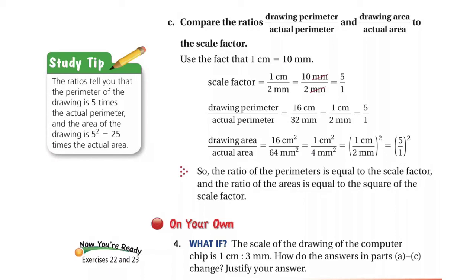And we will use this. So it says, what if, for number 4, the scale of the drawing of the computer chip was 1 centimeter to 3 millimeters? How do the answers in parts A through C change? Justify your answer.